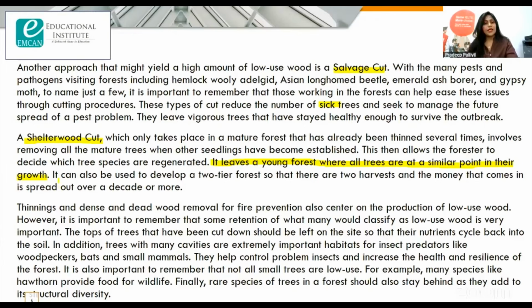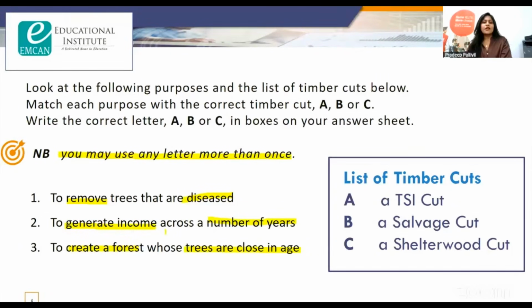Let's read that too. It can also be used to develop a two-tier forest, so that there are two harvests and the income, the money that comes in, is spread out over a number of years. Decade means 10 years, right? Decade or more. So we found the other two answers here. The first one, to generate income across a number of years. They talk about money, so that comes under shelter wood cut.